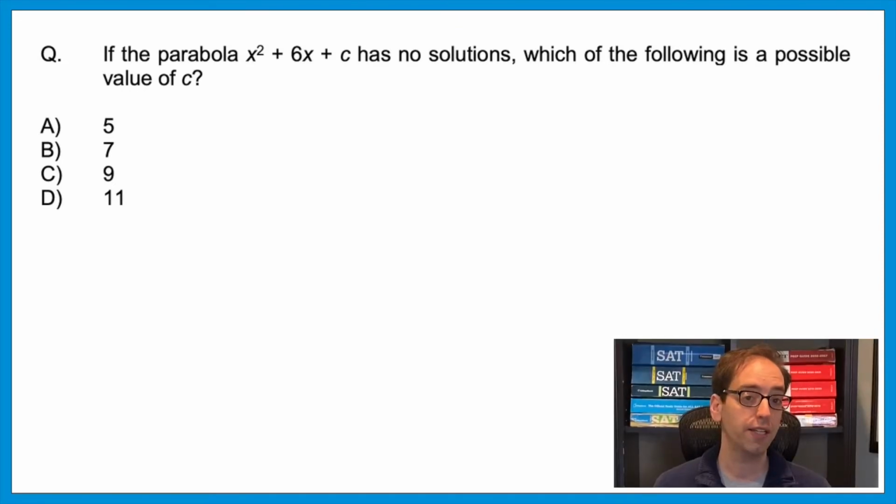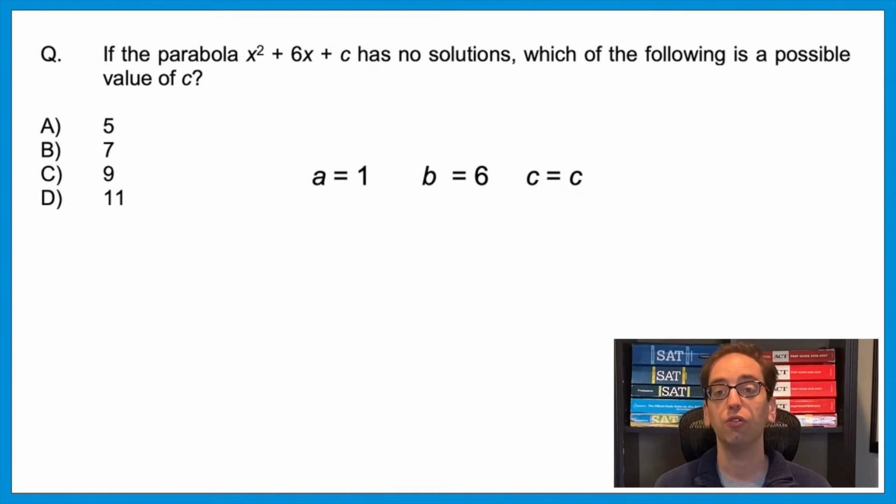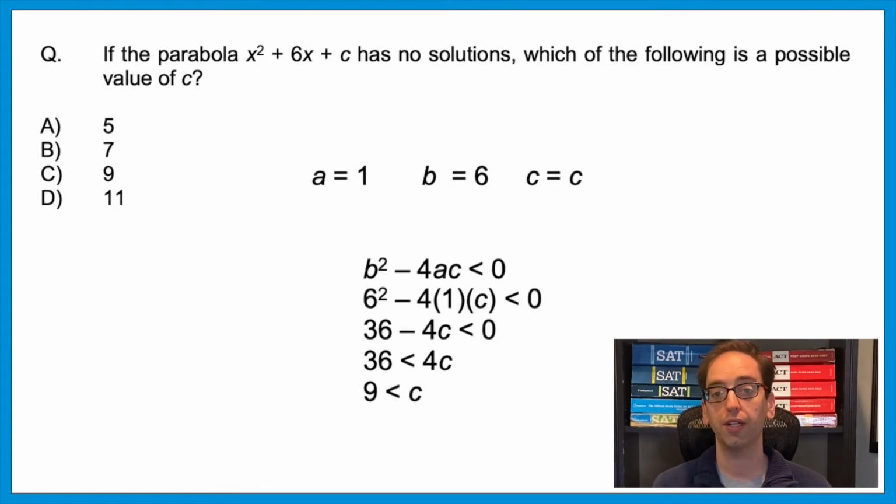So let's start by identifying the a, the b, and the c terms. The a is attached to the x squared. In this case, it would be 1. And the b would be 6, and the c would be c. Now the key phrase here is that they say no solutions. What does that mean? It means our discriminant is negative. So we are allowed to set up the equation b squared minus 4ac is less than 0. Less than 0 means negative. And then from there, we could sub in the values that we have.